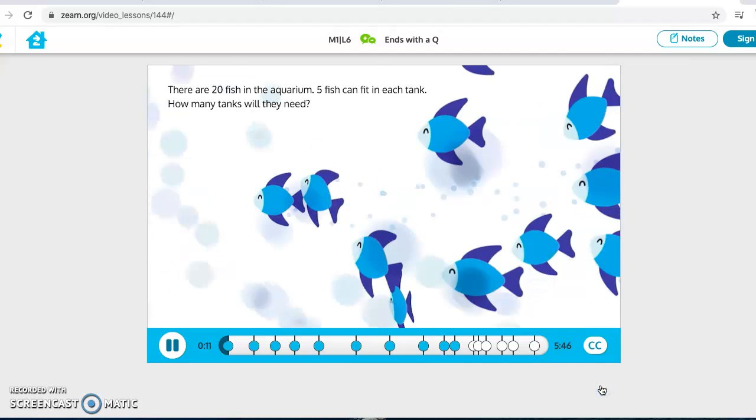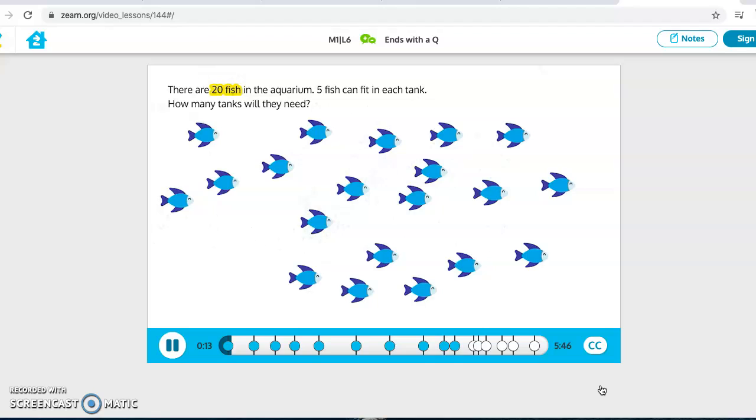Kayla? We know there are 20 total fish, and 5 fish can fit in each tank. We're trying to find out how many tanks they'll need for all 20 fish.